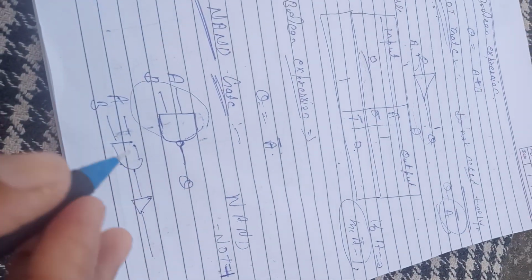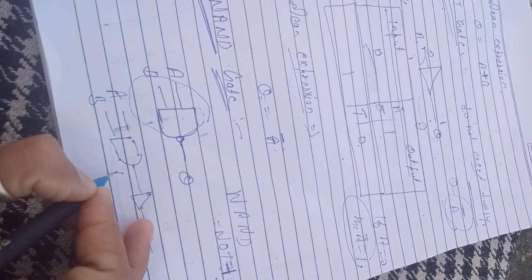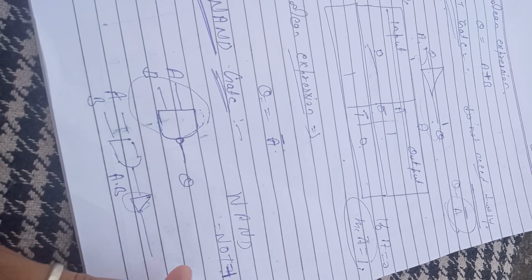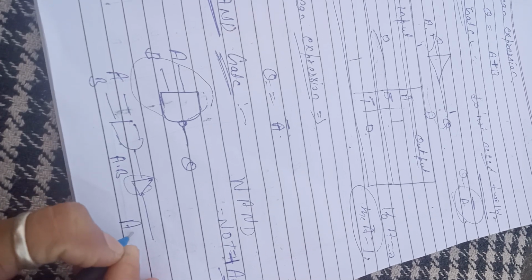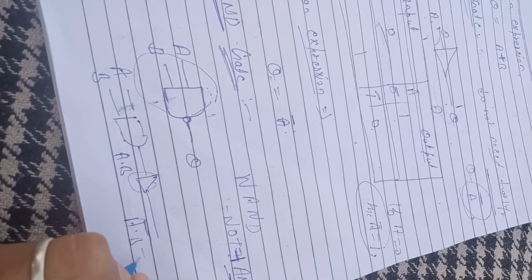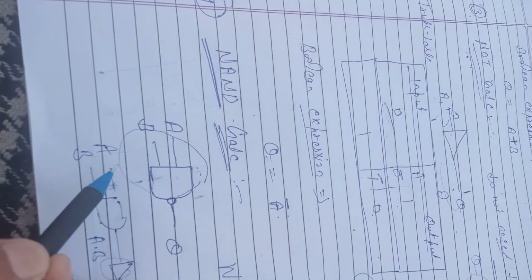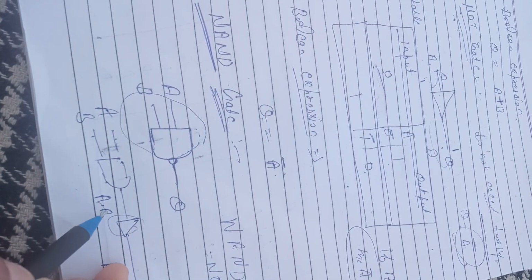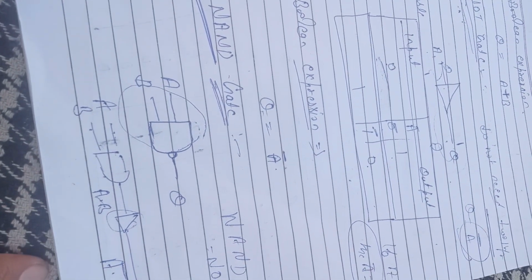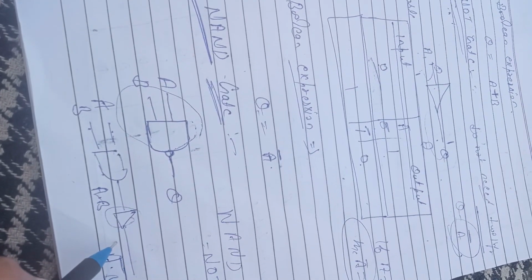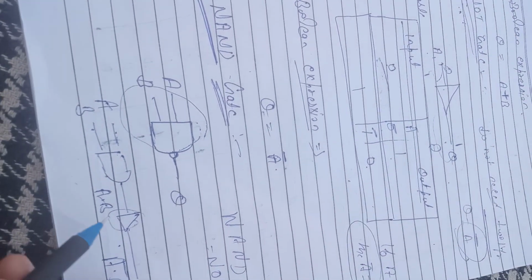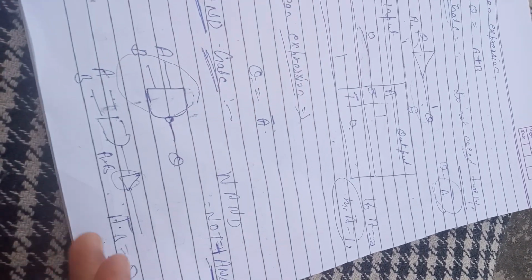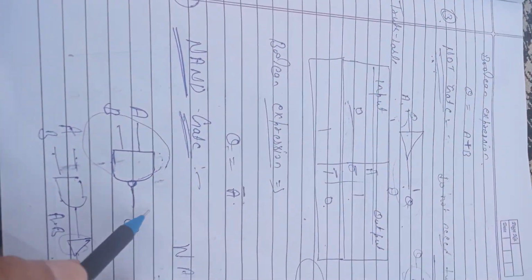A input, B input, it gives the output A dot B. But the NOT gate gives the reverse result. So A dot B bar is the output. When we apply input A and input B, it gives the output A dot B, but the NOT gate gives the reverse, so A dot B gives the result A dot B bar. This is the output.